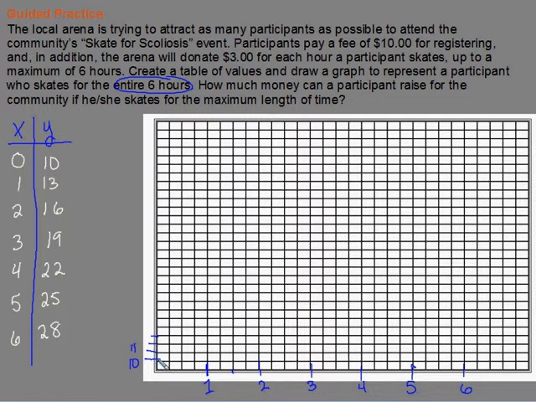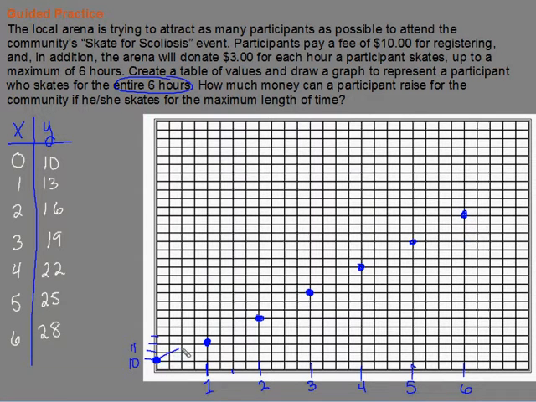So if I don't skate, I just go and I pay the $10 for registering because I believe in the scoliosis charity and I want to help, but I don't skate. I raised $10 for them. Okay. If I skate for 1 hour, $13. 2 hours is $16. 3 hours, 4 hours, 5 hours, and then 6 hours.